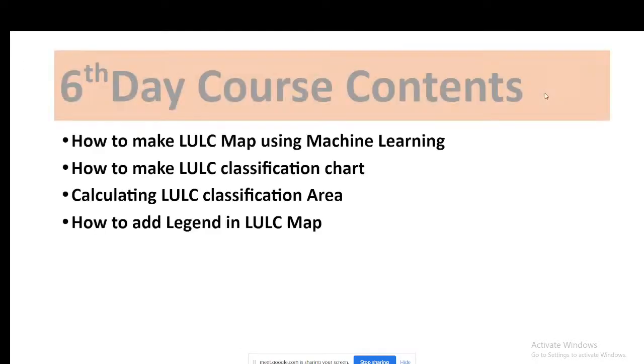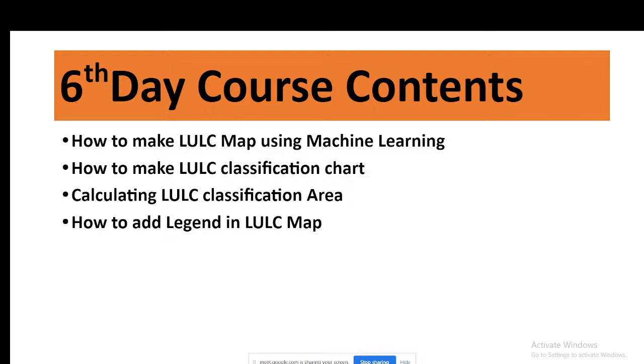Today is our sixth class. I will discuss how to make land use land cover classification using different types of machine learning methods, then how to make the land use land cover classification chart and how we can easily calculate the classification area. How to add the legend on your land use land cover classification map, and also how to calculate the accuracy assessment of the map, such as kappa coefficient, overall accuracy, producer accuracy and other types of accuracy. We will also discuss this.